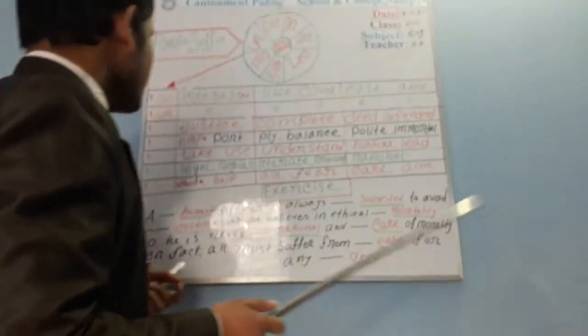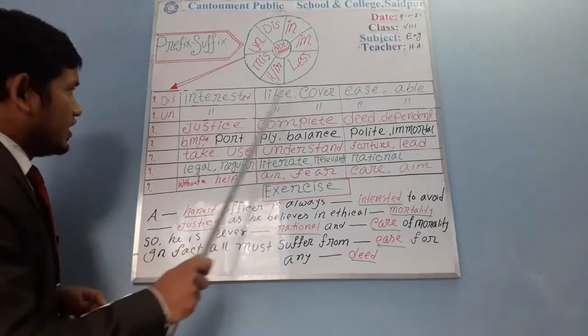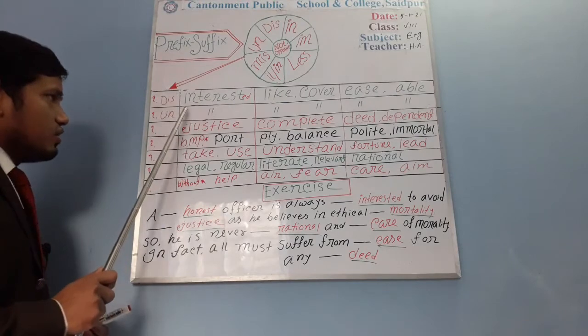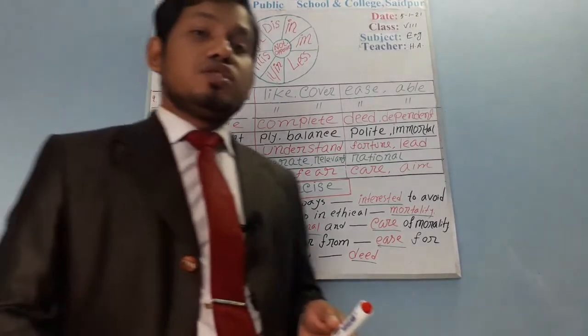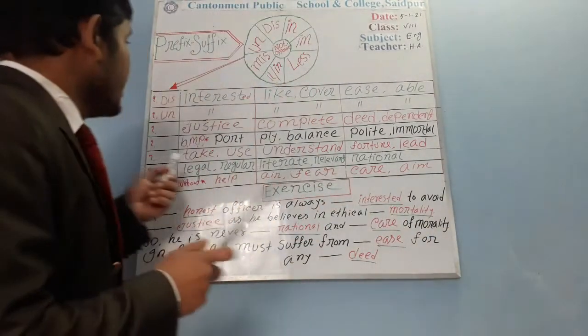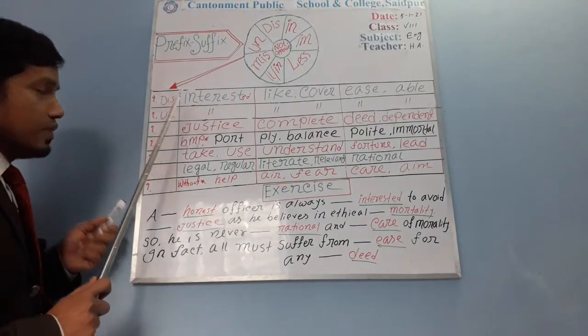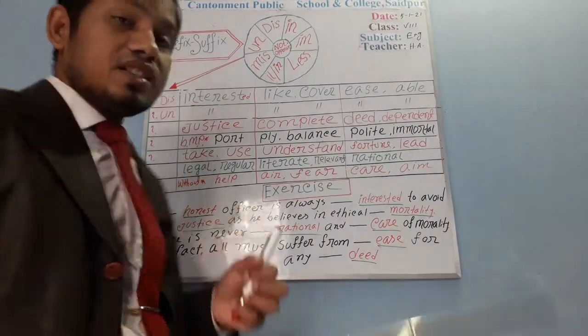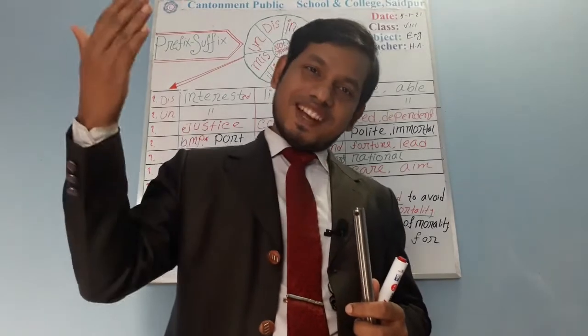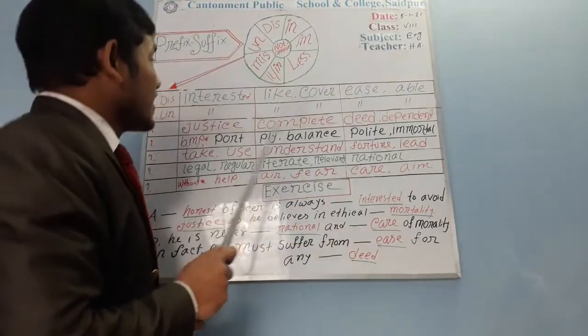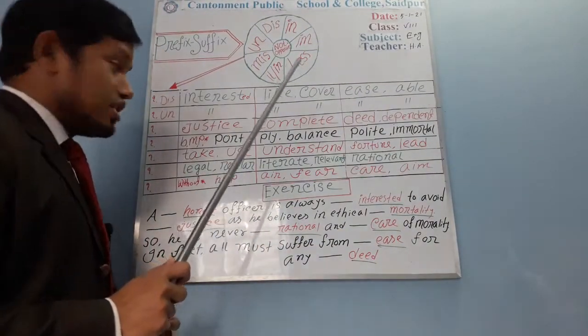Clear? So learners, in lines number 1 and 2, you are now sure of it because you can use these dis and un prefixes at the same time but with different meanings, right? Learners, clear? Okay, let's go to the next line.